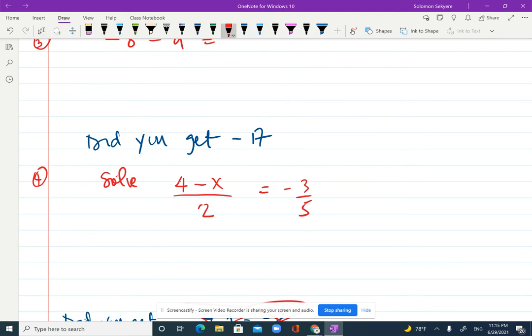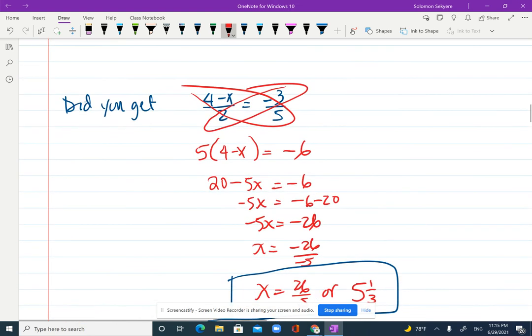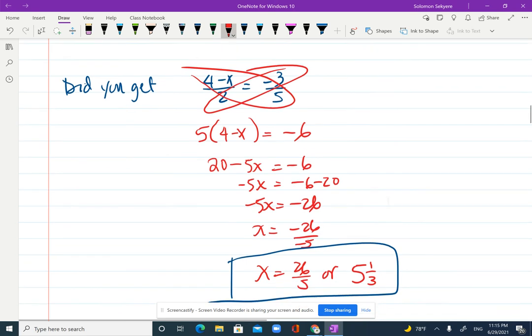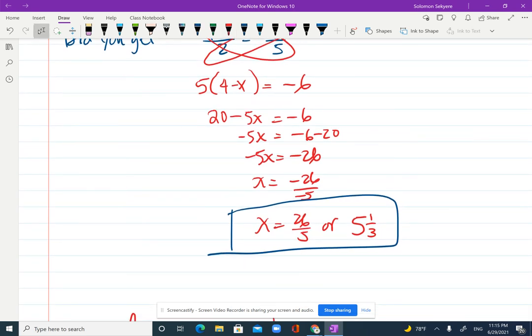Can you solve this rational equation? We've done this several times. Try it first. Pause the video, try it, come back, let's do it together. Here we go. What are we going to do? We're going to cross multiply: 5 times (4 minus x) is equal to -3 times 2, which is -6. We distribute, isolate the like terms, and then we figure out x equals -26 over 25, which becomes positive.